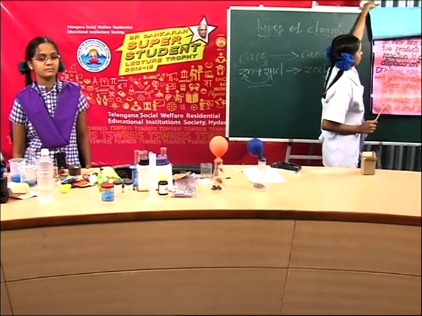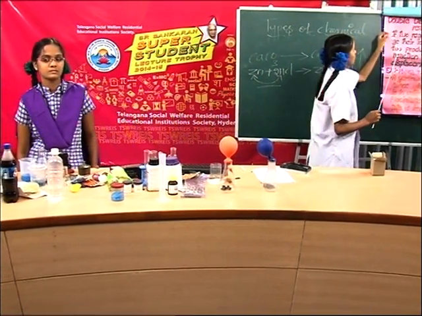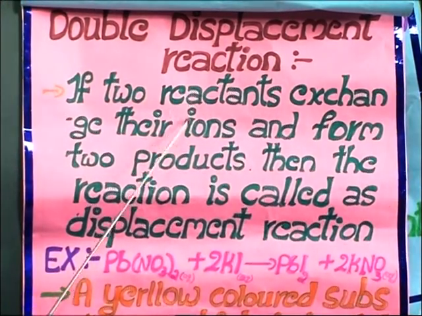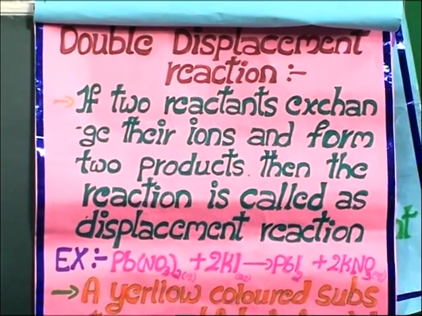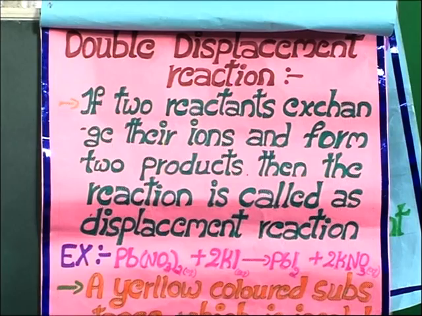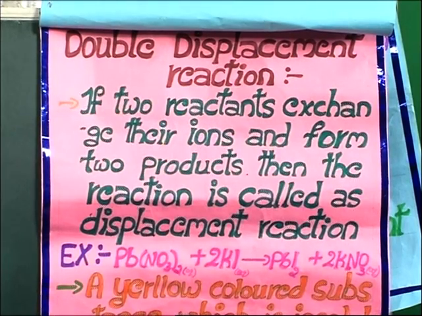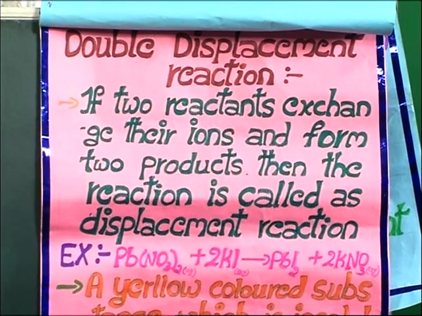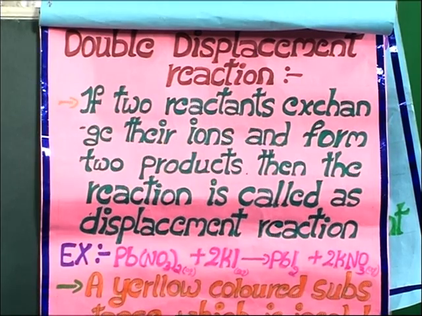Double displacement reaction. What is meant by double displacement reaction? In this reaction, two chemicals exchange constituents from one compound to another compound. This is called a double displacement reaction.